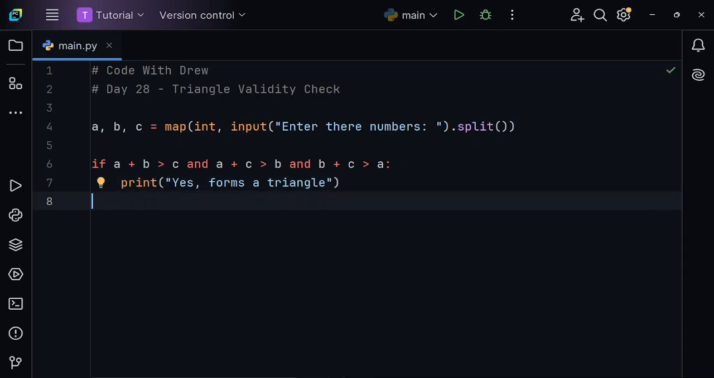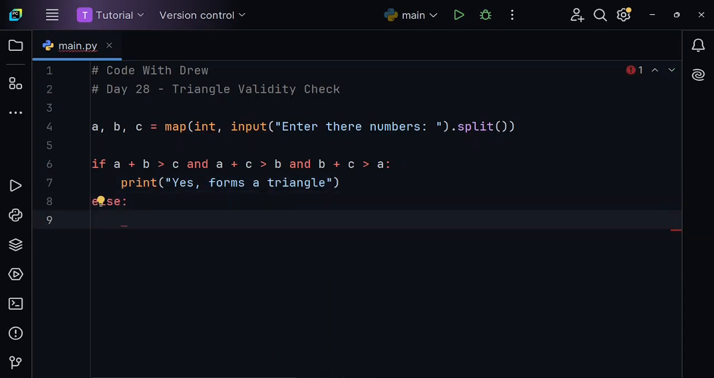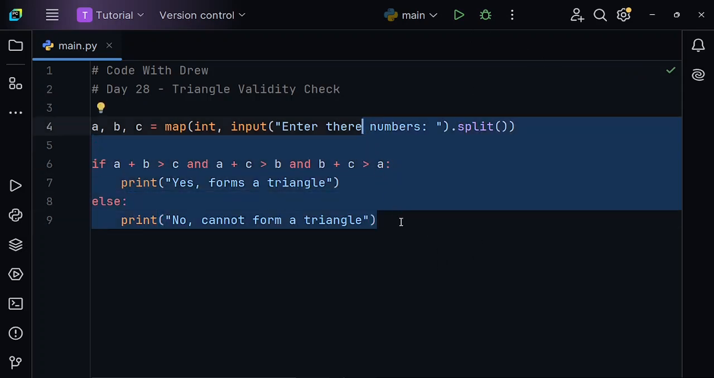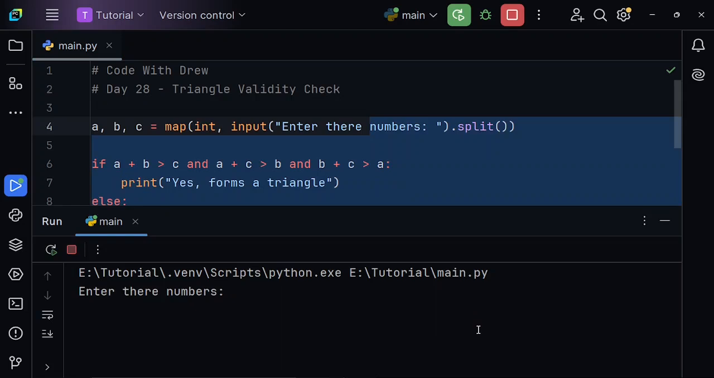Isn't that wonderful? Then else we just go and print no, cannot form a triangle. Alright, so we have it just like that. It can be longer than this, but we have been able to achieve this goal in just 6 lines of code. So this is you writing fewer lines of code with better understanding of Python.